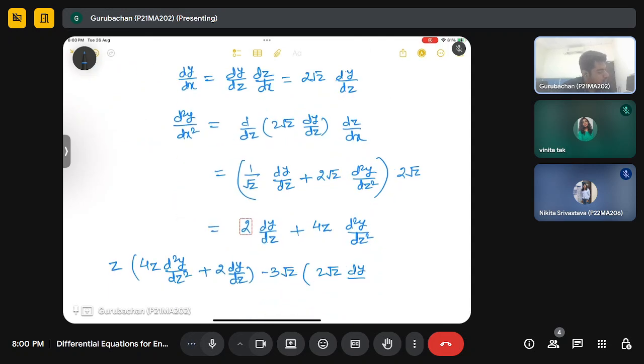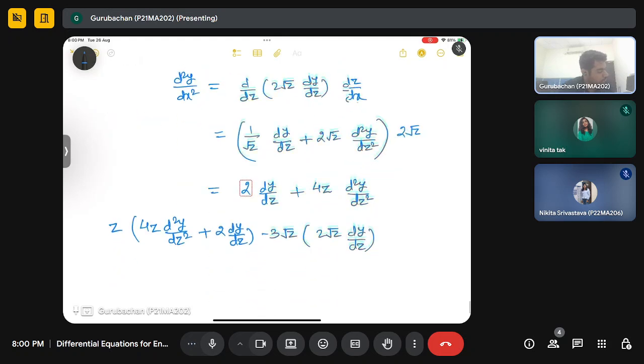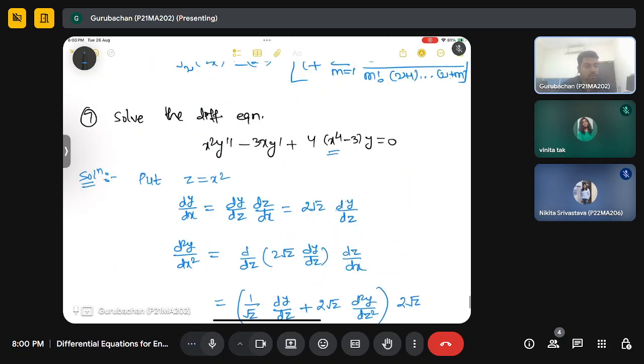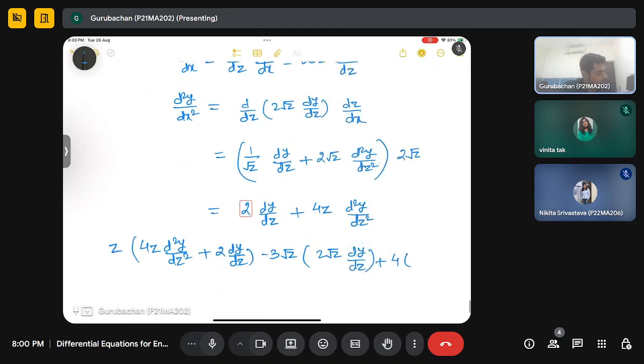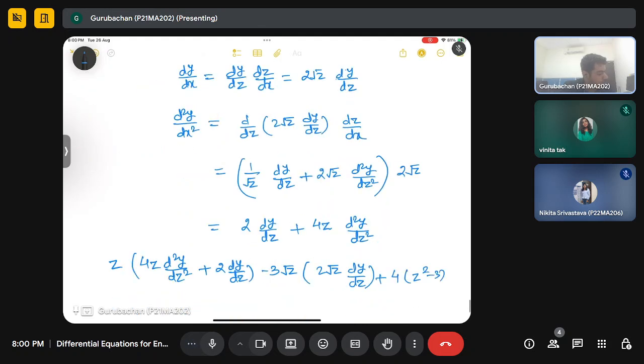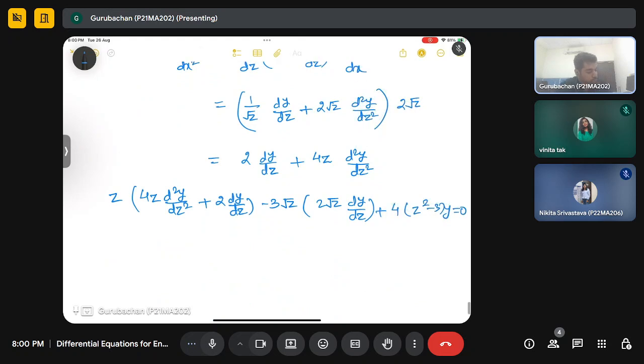So dy by dz plus 4 times of... we are doing this because here it is x to the power 4, so we want a z square type of term. So this will be z square minus 3y equal to 0. So from here you will get 4 times of z square d2y by dz square. Here it will be 2z, it will be 6z. So the left part is 4z dy by dz plus 4 times of z square minus 3y equal to 0.